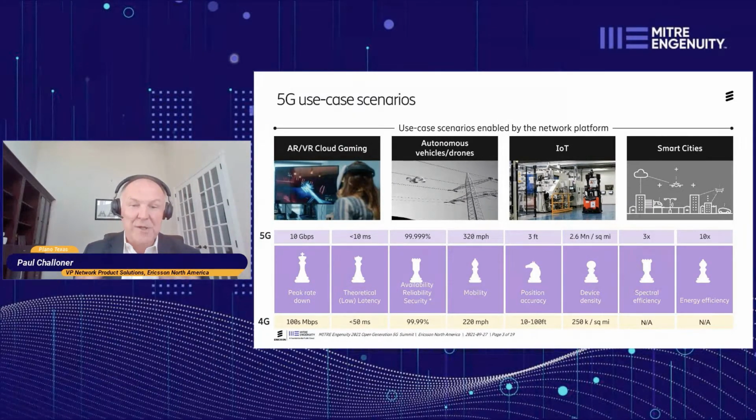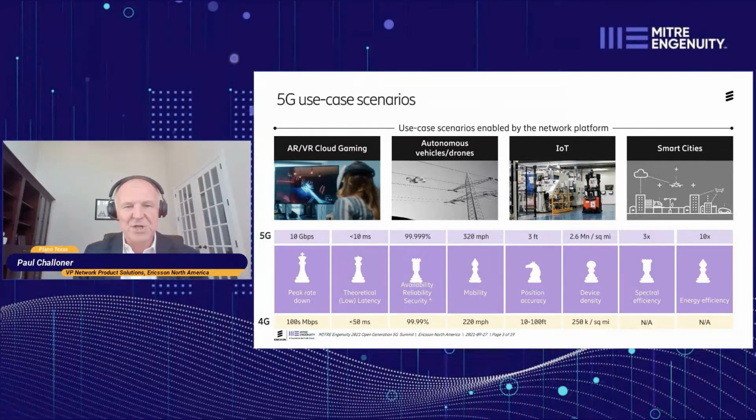And so when I look at the set of applications that we used to talk about a few years ago, we talked about augmented reality, virtual reality, cloud gaming, the Internet of Things, and making our cities smarter. And I would argue that we've delivered on the majority of those. Also, autonomous vehicles: we said autonomous vehicles, whether cars or drones, would be a key focus area.